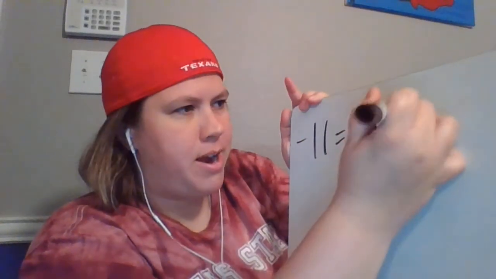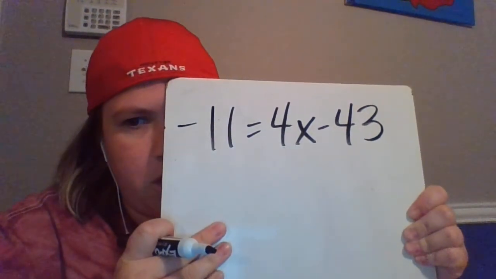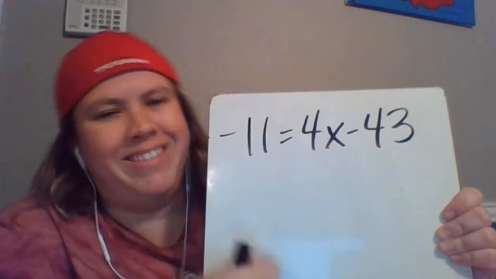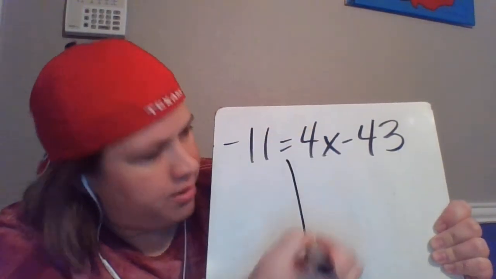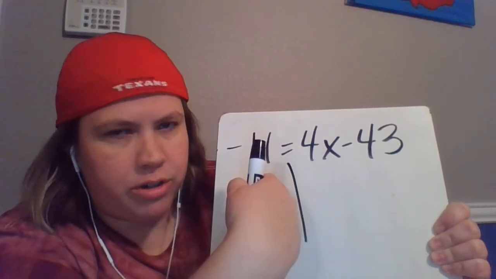Okay. Last question. Y'all can do this one. Y'all be fine. I mean, if I can do it, y'all can do it, right? Okay, so negative 11 equals 4x minus 43. Hopefully you're sitting there going, Miss Wagner, it's backwards. No, it's not. This is still 2 different sides, right? There's still 2 sides of an equation, okay?